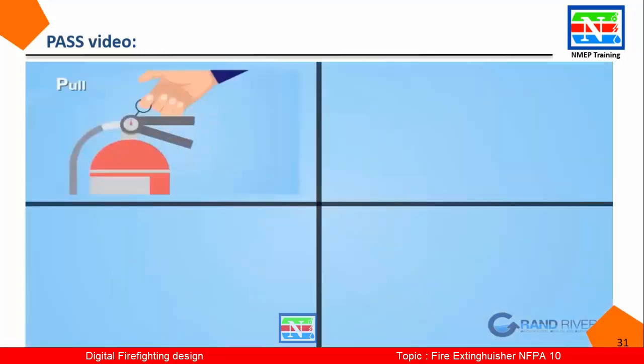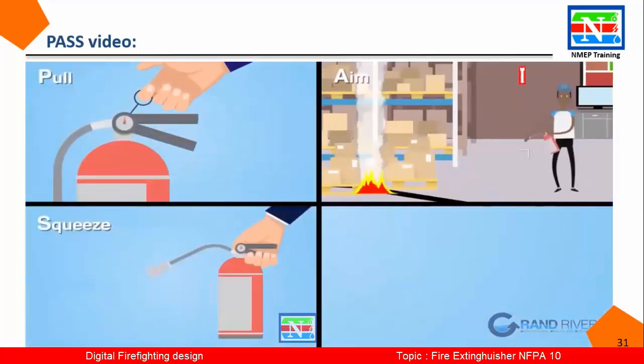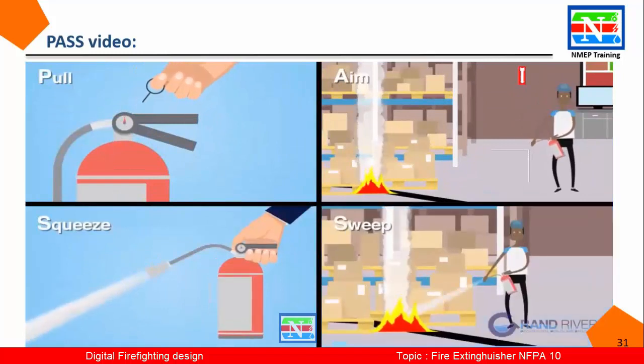Now to recap the PASS 4-step procedure. P is for pull the pin. A is for aim the nozzle. The first S is for squeeze the lever. And the second S is for sweep.